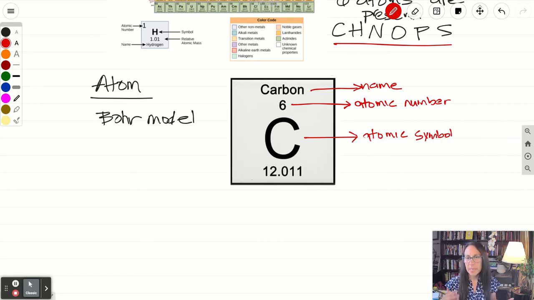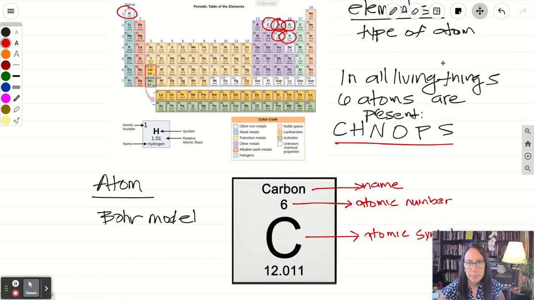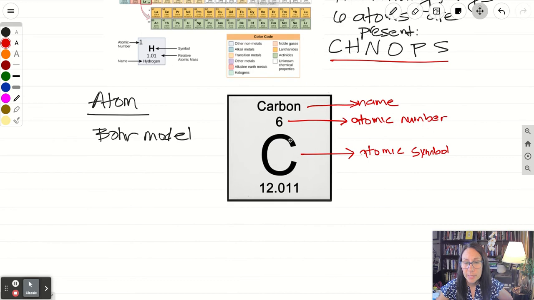Sometimes the name of the element doesn't match up with the letters. For example, let's look over here. Let me look at a good one. Right here, Fe stands for iron. There are reasons for this, and you could Google that and find out what it is. But gold is Au. So sometimes the letters don't match up exactly to the English word. But for carbon, it's C.